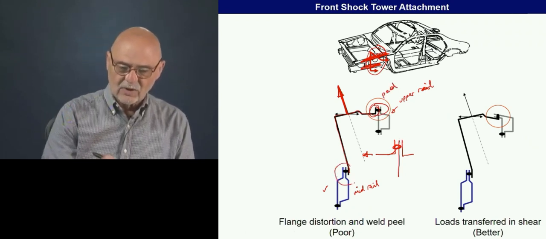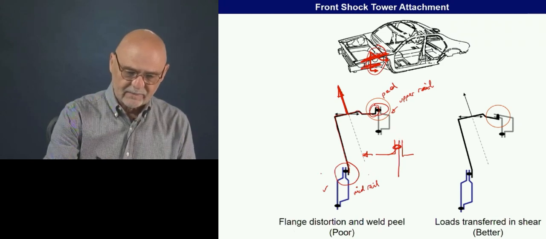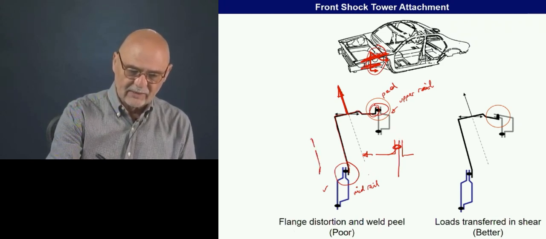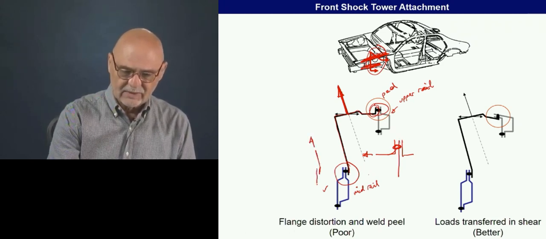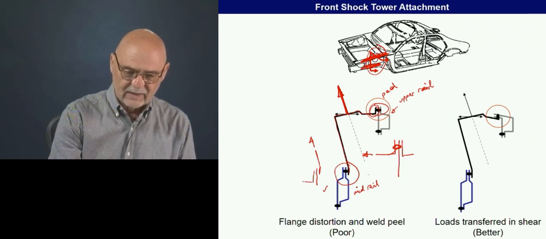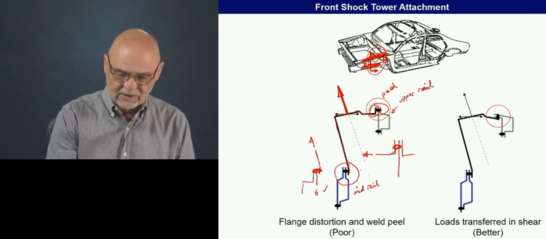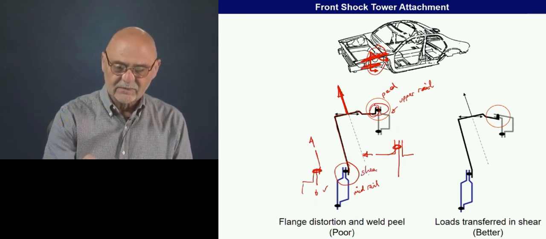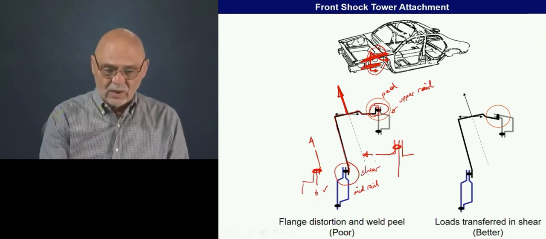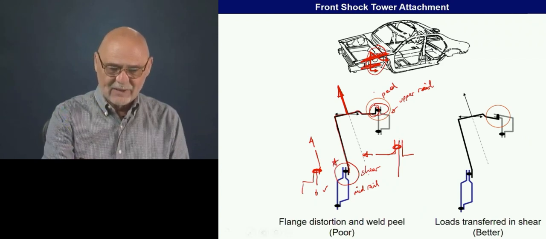Let's look at this one down here, though, and that's looking like this. We're applying a force here. Here we have another metal here, so we're applying a force there. So this is in shear. That's good. So we've got a good one and we've got a bad one.